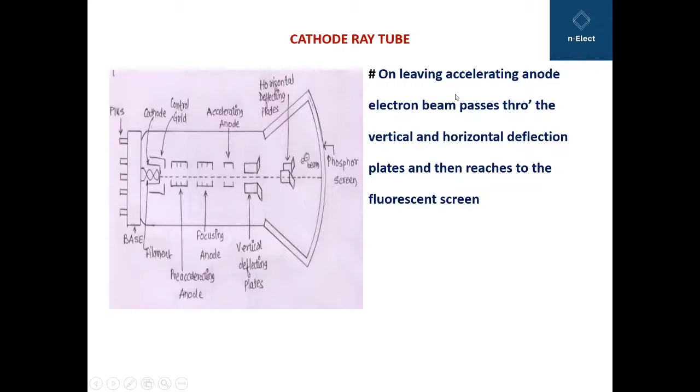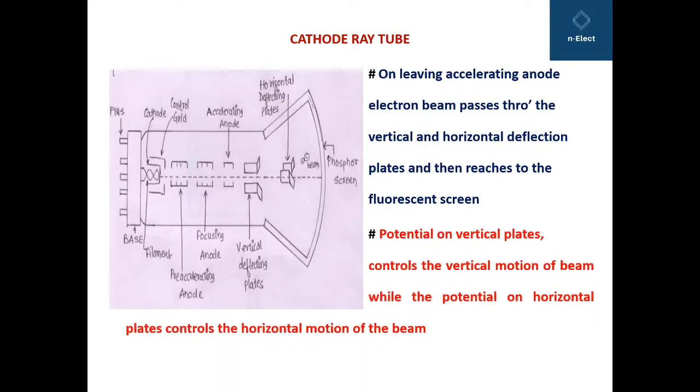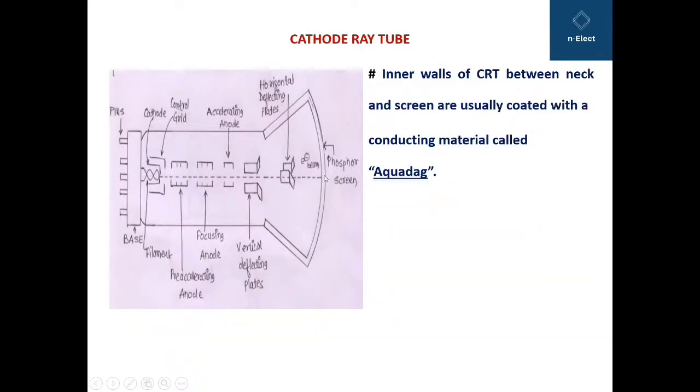On leaving the accelerating anode, the electron beam passes through two sets of plates, that is, vertical deflecting plates and horizontal deflecting plates. The potential on the vertical deflecting plates controls the motion of the beam in a vertical direction, while the potential on the horizontal deflecting plates controls the horizontal motion of the beam.